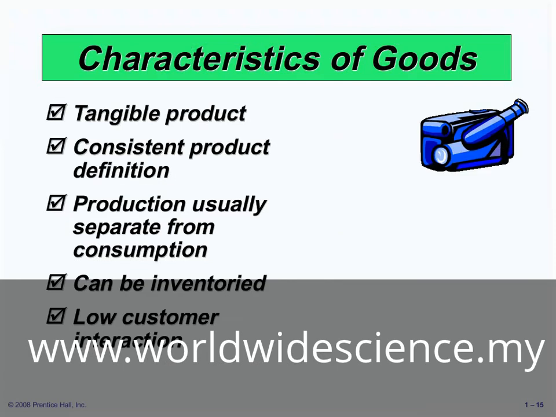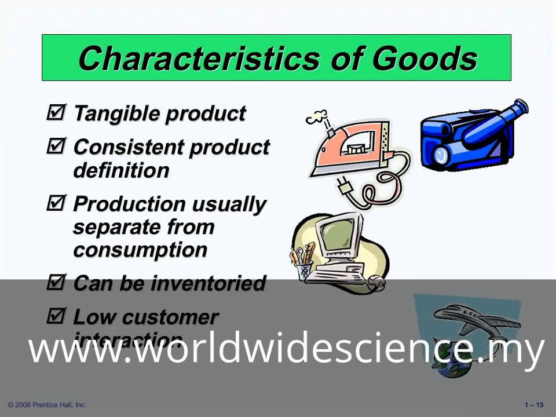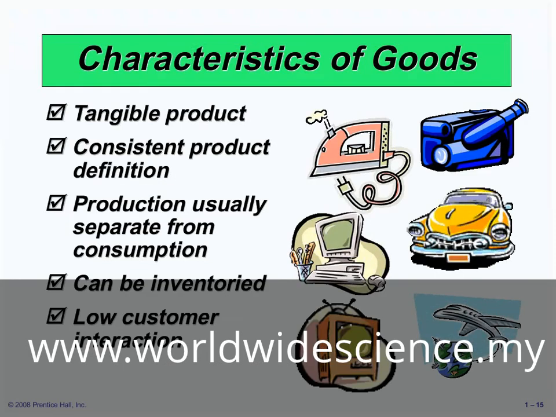Okay, characteristics of the goods. As I told you, goods and services are different. The goods are tangible products, such as the camera, automobile. You can touch it. You can see it physically. Consistent product definition. Product usually separate from consumption, can be inventoried, and low customer interaction.